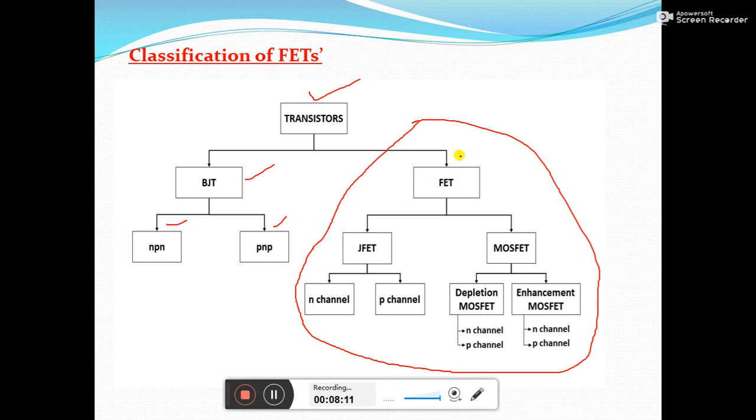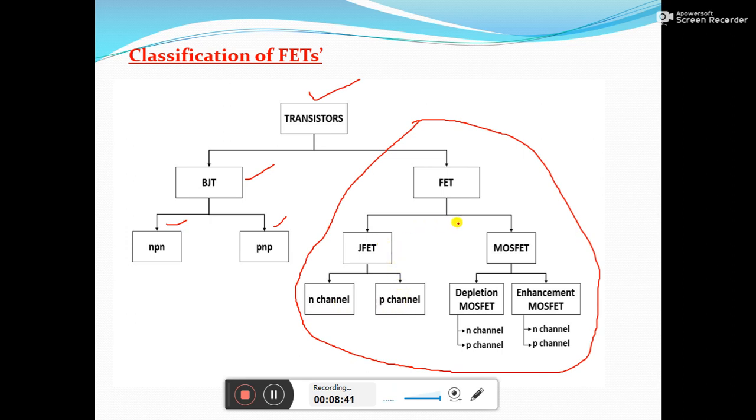And in case of FET, they can be classified into two types, that is JFET and MOSFET. JFET is abbreviated as junction field effect transistor, and here the gate will be in direct contact with the channel. So whether the channel is made up of N type of material or P type of material, based on that they are subclassified into two types, that is N channel JFET and P channel JFET.